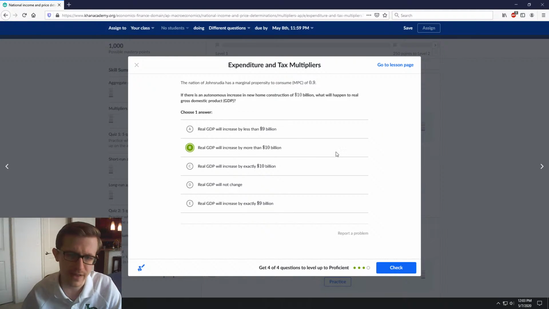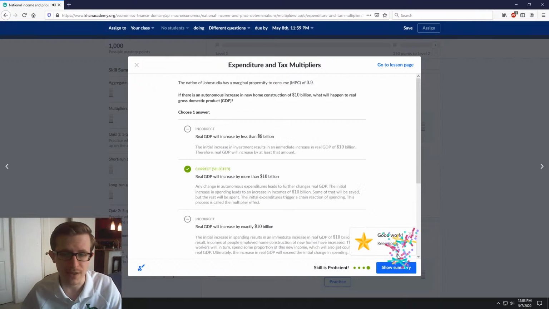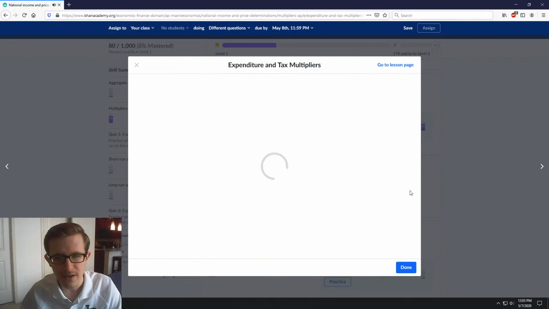So it should be that real GDP will increase by more than 10 billion, because again, new homes are considered investment spending, but we'll see. Yeah, okay, just making sure. All right, good job there.